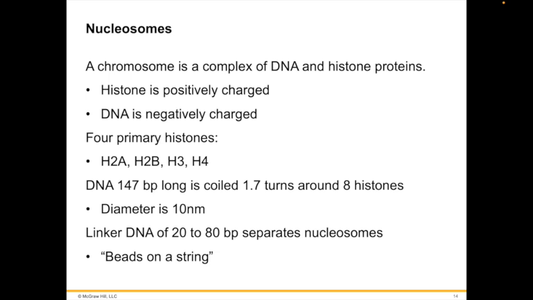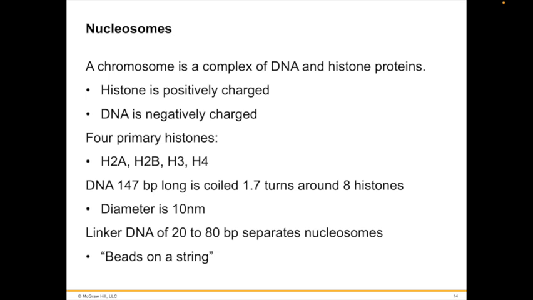Each histone octamer has 147 base pairs of DNA wrapped in 1.7 left-hand turns to form the nucleosome core particle, which has a diameter of about 10 nanometers. Each of these is separated by a variable length of DNA of 20 to 80 base pairs called linker DNA, thus the beads on a string appearance. And you can see that in figure 10.6, which I showed moments ago.